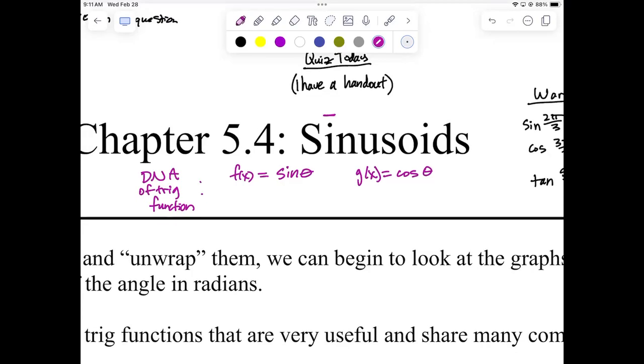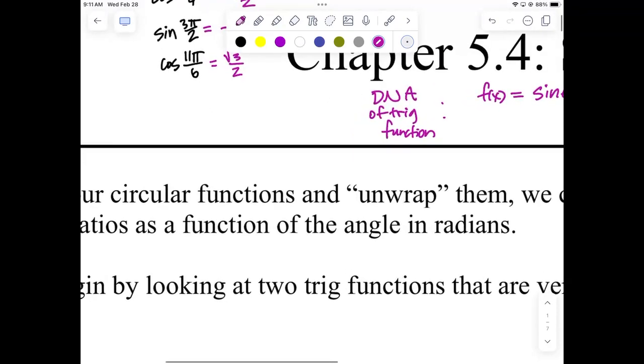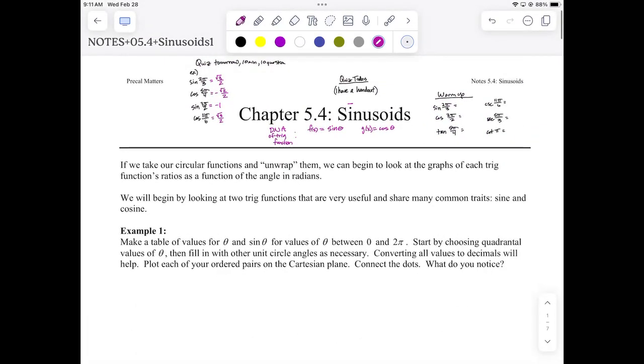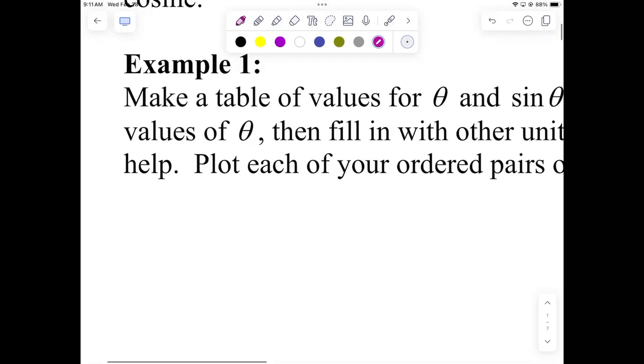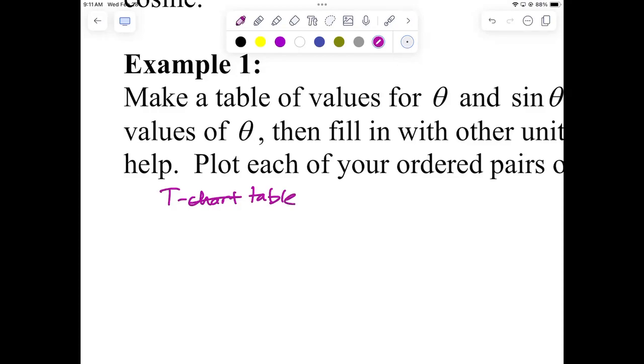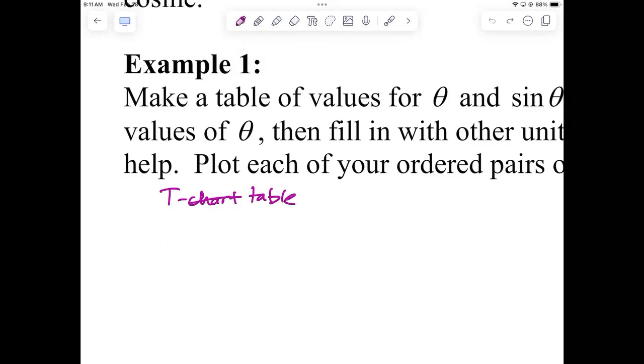So what we're going to do, like I said, is unwrap them from the unit circle and see what they look like. So we're going to start by doing a T-chart. Y'all remember making T-charts in Algebra 1? Or a T-table, maybe that's more alliterative. A T-table, where you're going to pick values. Let's write our function out here real quickly. We're going to have f of x equaling sine of x.